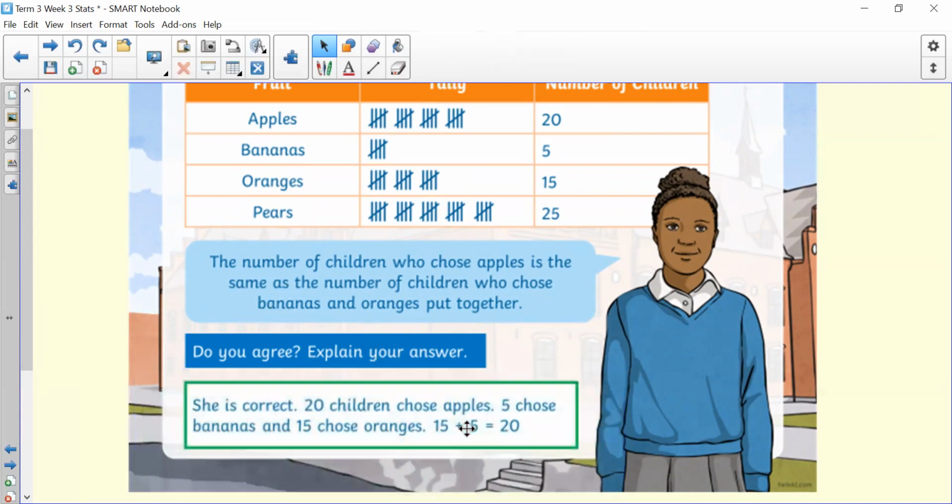Let's see the answer. She is correct. 20 children chose apples, 5 chose bananas, and 15 chose oranges. 15 plus 5 equals 20. Okay, so they've told us she's correct. Then they've used the information from the tally chart to back up their answer. You've always got to justify it, okay? Back it up with those facts. Okay.